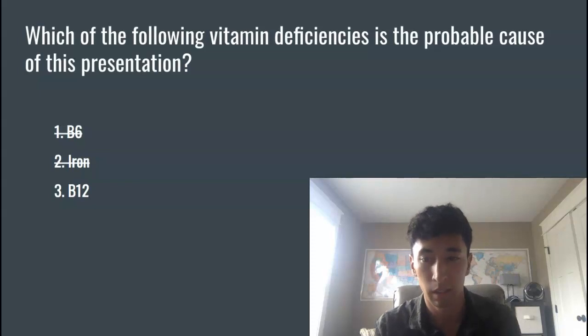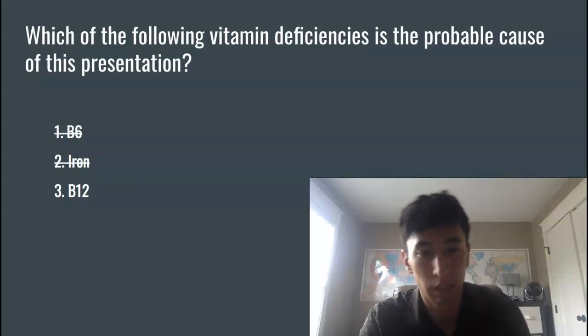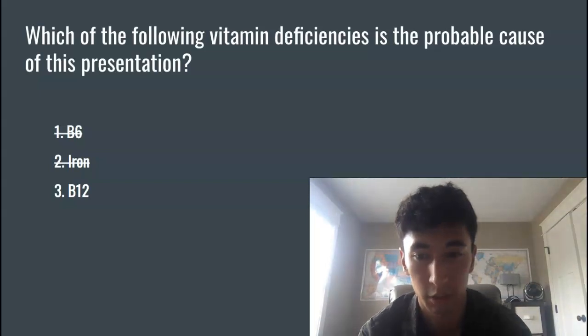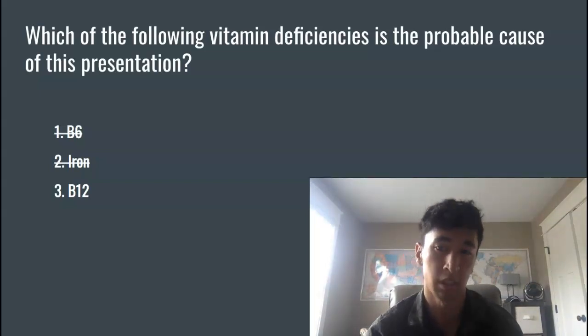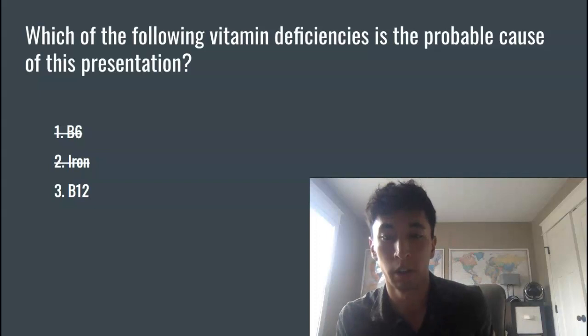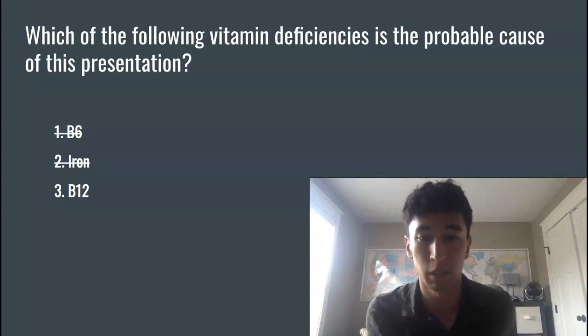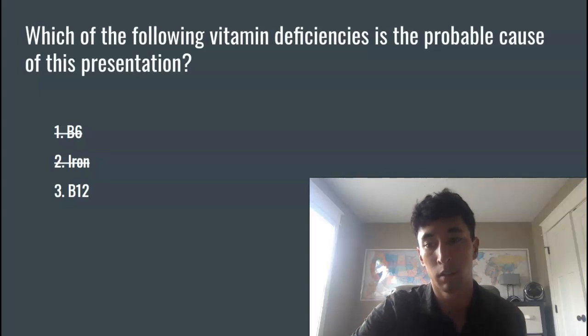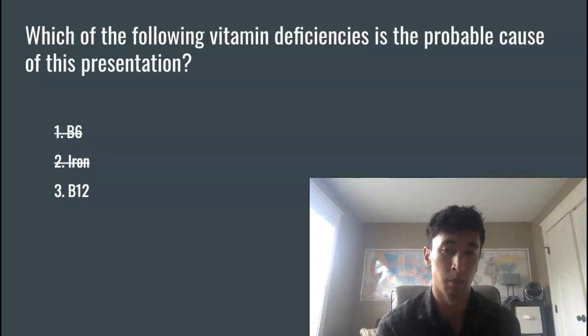As I said, vitamin B12 is the probable cause for the patient's presentation. This vitamin is necessary for the synthesis of DNA and, combined with folic acid, is the leading cause for megaloblastic anemia as well. Megaloblastic anemia is the accumulation of large abnormal cells in the bone marrow.